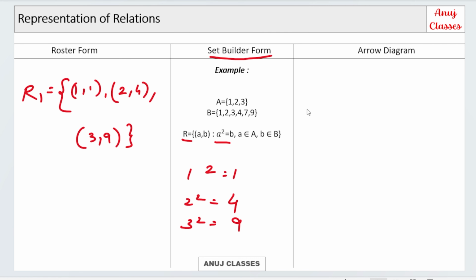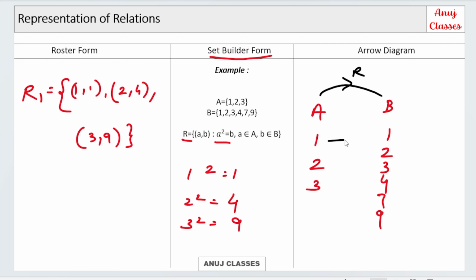In the arrow diagram form, again we can write it very simply. We can write two sets A and B, 1, 2, 3, and here we have 1, 2, 3, 4, 7, 9. Now we have a relation R. So 1 is related to 1, 2 is related to 4, and 3 is related to 9. So we'll also write what is the domain, range, and codomain. So domain will be 1, 2 and 3.